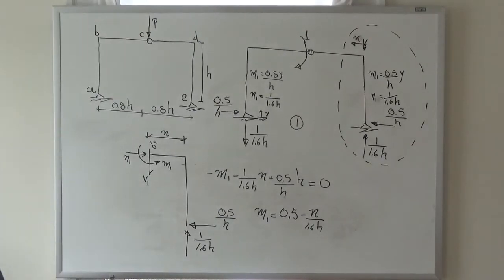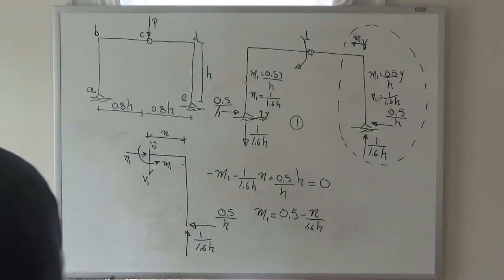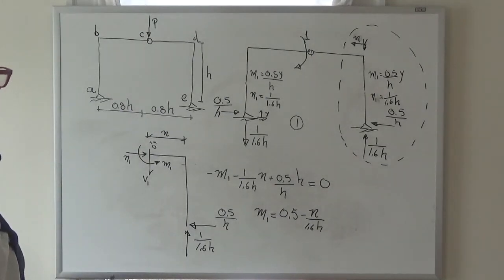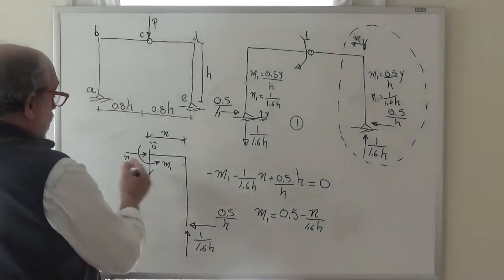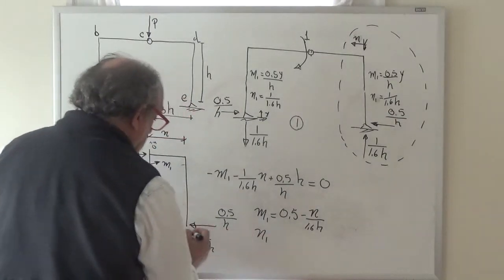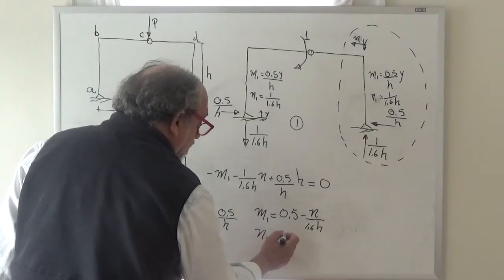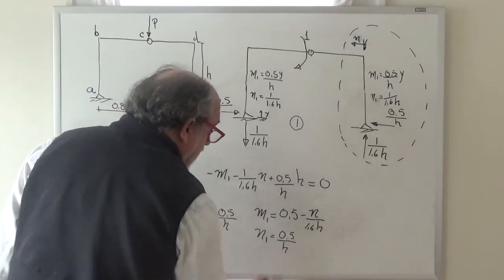Just looking at my final summary here, just make sure I don't have any signs wrong or anything like that. Okay, so I have that, that's fine. And then I need my N1, right? So summing forces in the x direction, we find that N1 is equal to 0.5 divided by h.